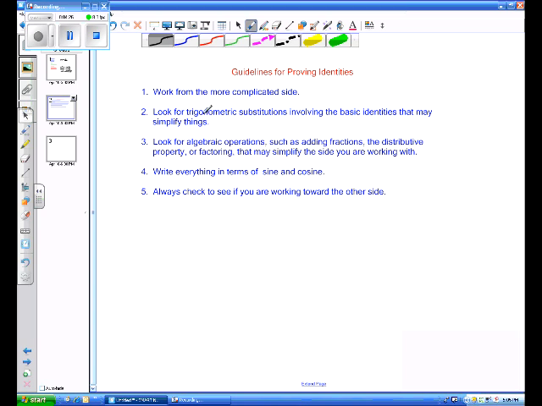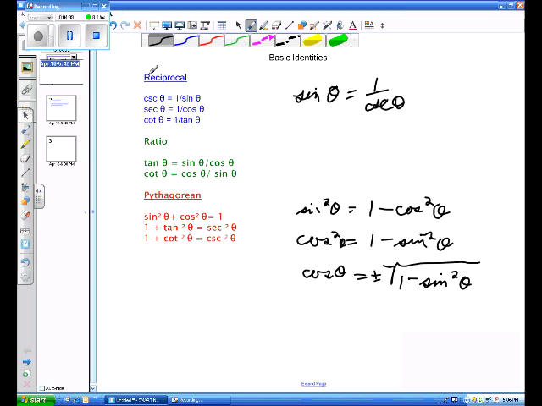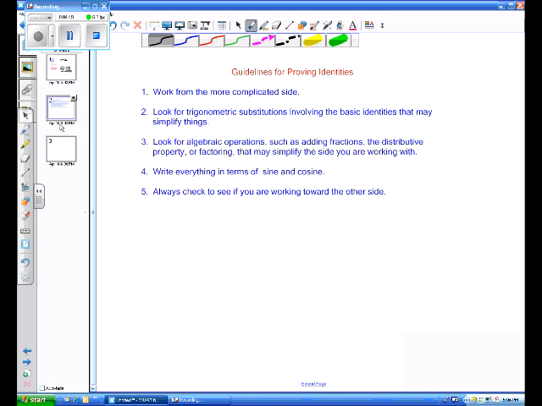Or we can look for trigonometric substitutions involving the basic identities that may simplify things. So that would be going back to our identities, our basic rules, and using those. And so it would be looking for ways to substitute these in to make things easier. We could also look for algebraic operations such as adding fractions, the distributive property, or factoring, things like that that will help us to simplify the side that we're working on. We're only going to be working on one side.